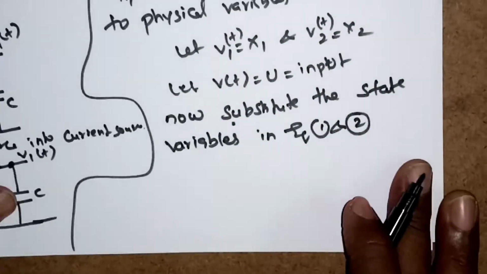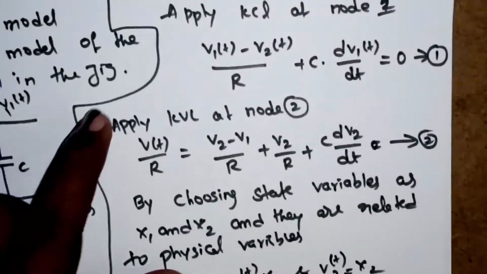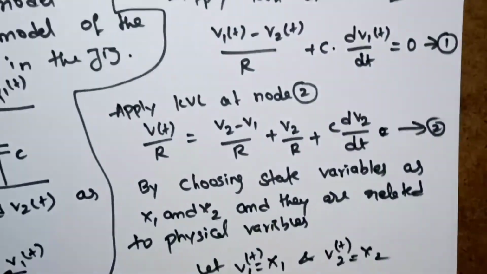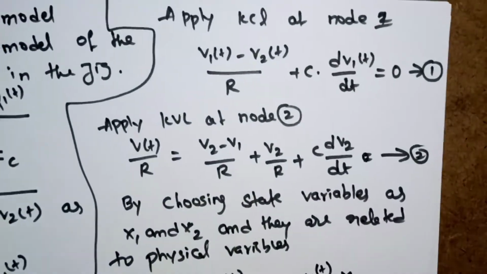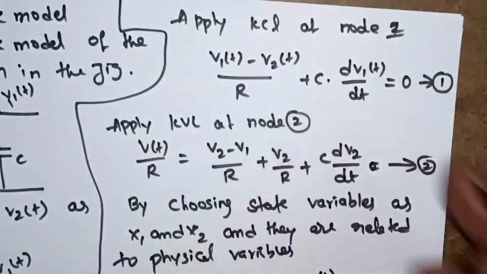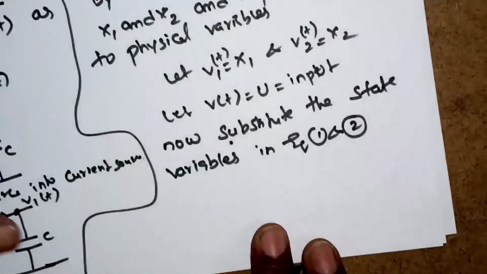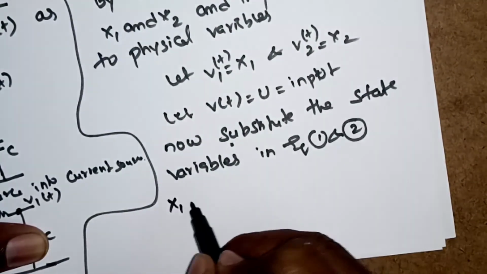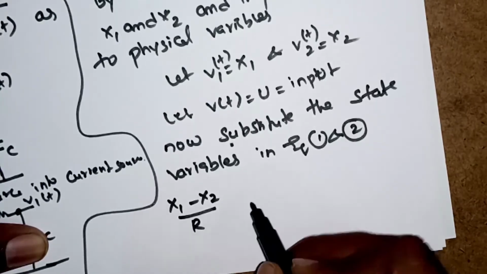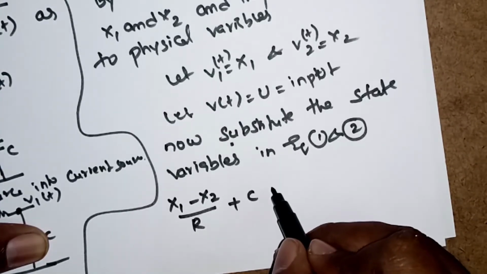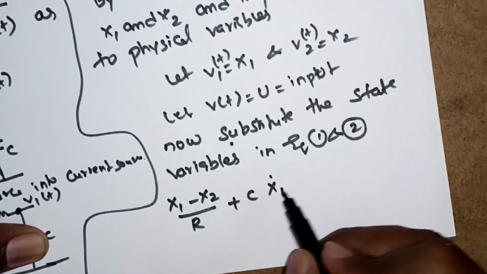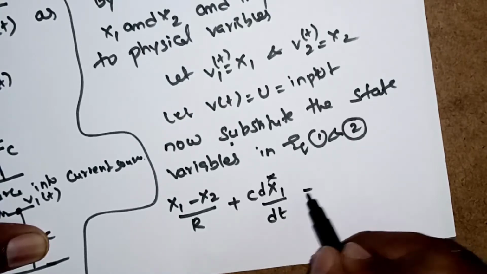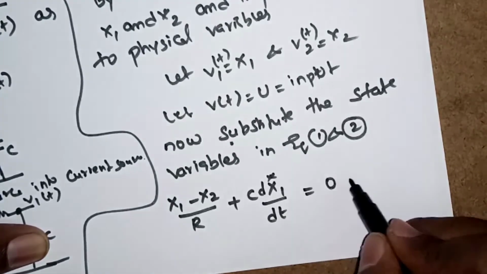So what we got? Equation 1 is (v1(t) minus v2(t)) by R plus C into dv1(t) by dt. So this is the equation 1. What happens? v1(t) is equals to x1, v2(t) is equals to x2. Now by substituting these, we got (x1 minus x2) by R plus C dx1 by dt, that is equals to 0. So this is the equation 3.